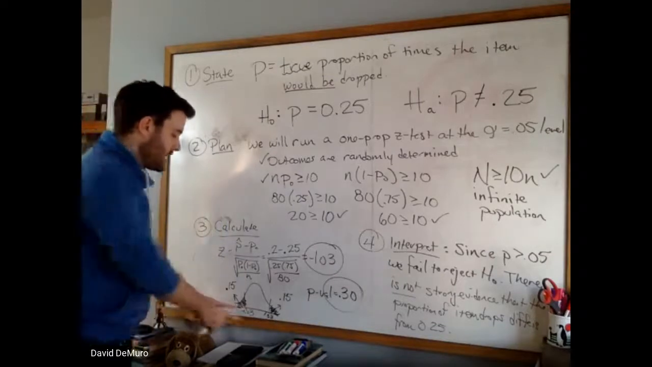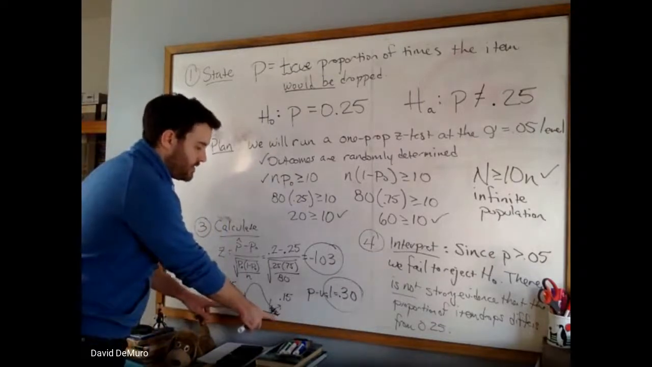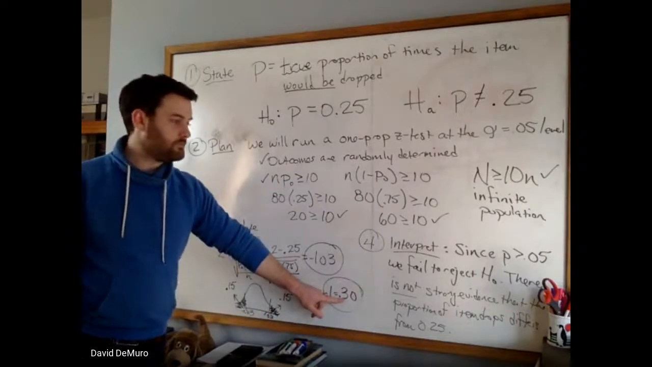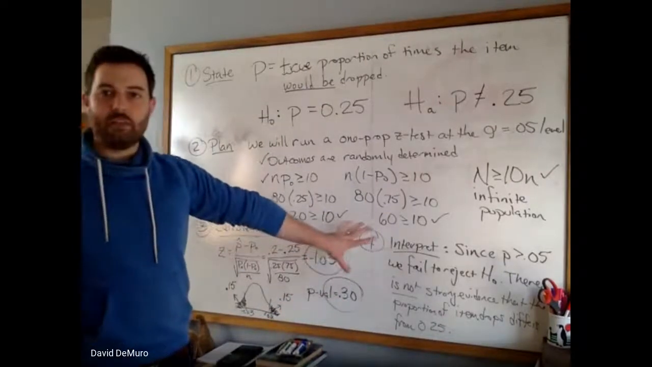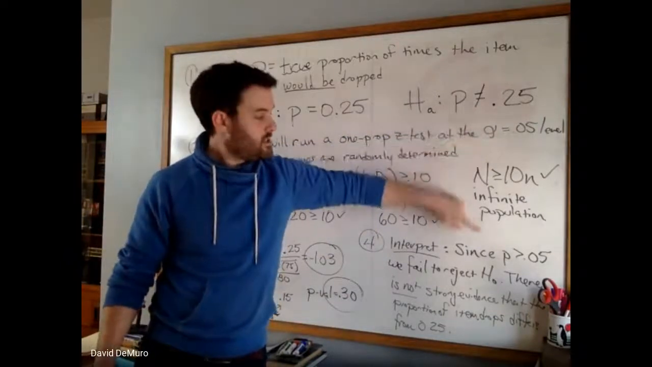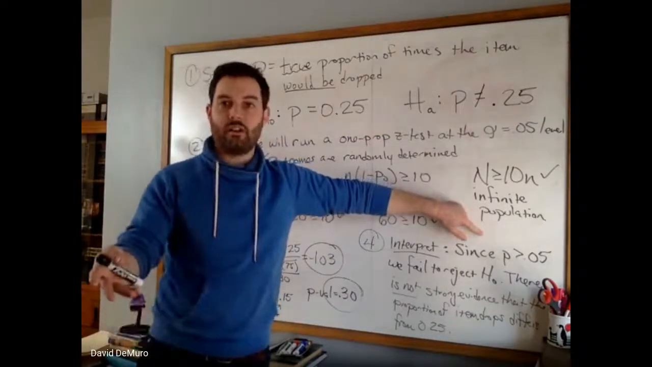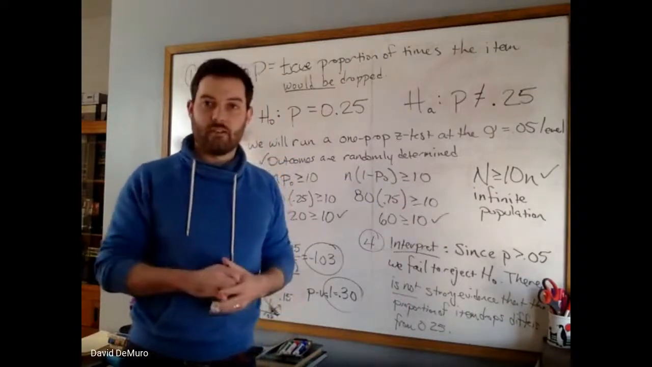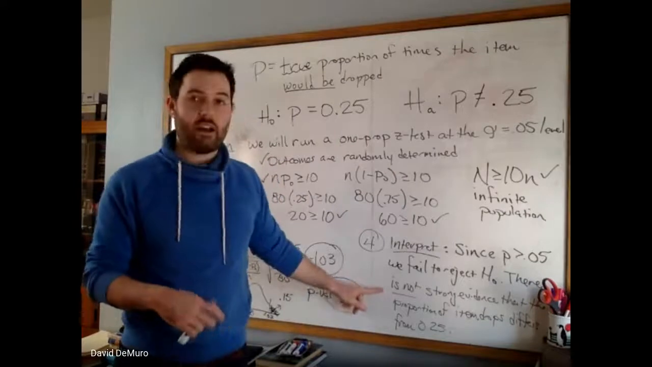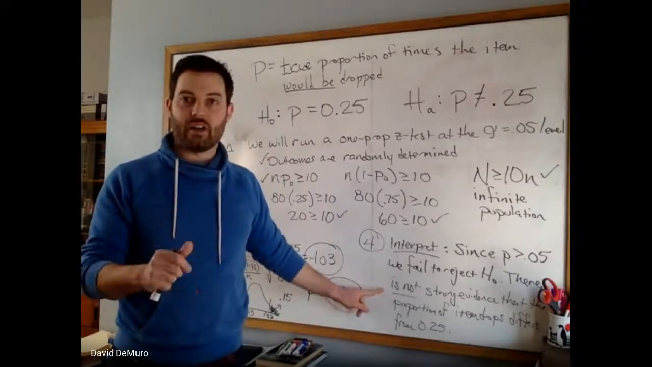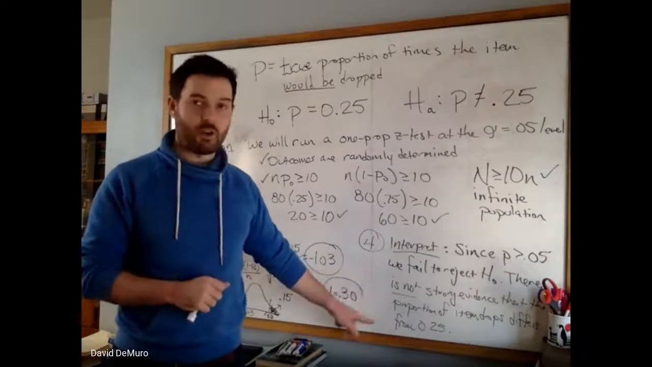Because it was a 2-sided test, we found the area of both those tails and added them together and got 0.30. Then in step 4, we used that p-value, compared it to our alpha level of 0.05. Since our p-value was greater than our significance level of 0.05, we failed to reject the null hypothesis. We did not have strong evidence that the true proportion of item drops differed significantly from 0.25.